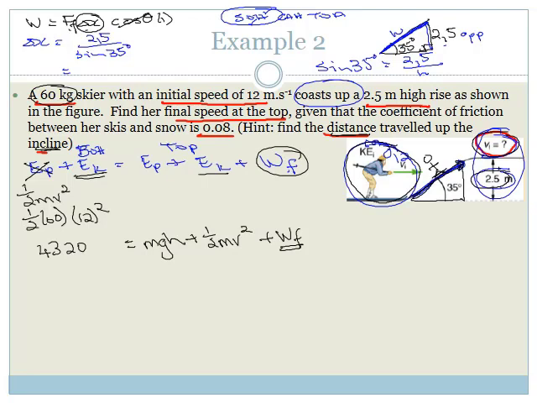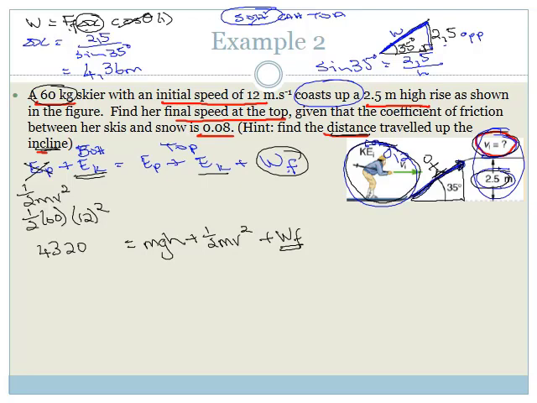We get 2.5 divided by sine of 35 degrees. And grade 12s, please make sure your calculator is on degrees and not on radians or anything silly, because otherwise you'll get the wrong answer. So 2.5 divided by sine of 35 is going to be 4.36. So the displacement is 4.36 meters. Okay, so that's the displacement that the force is acting over.